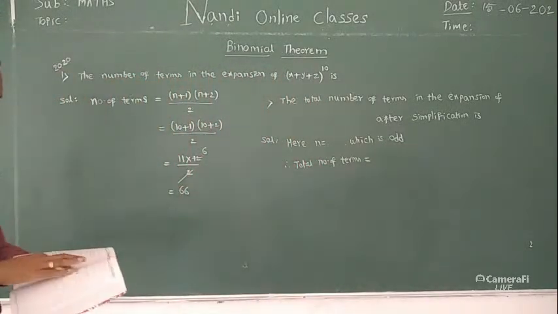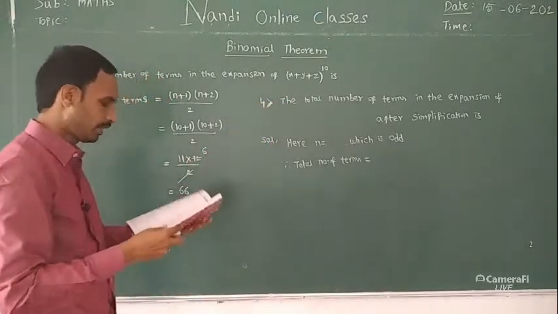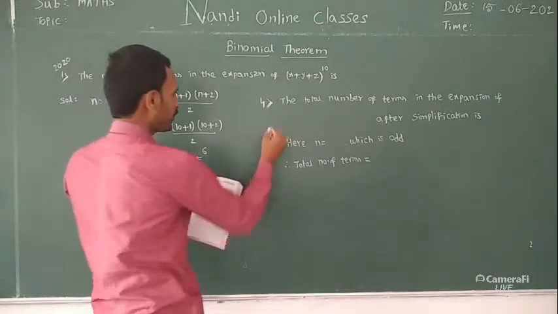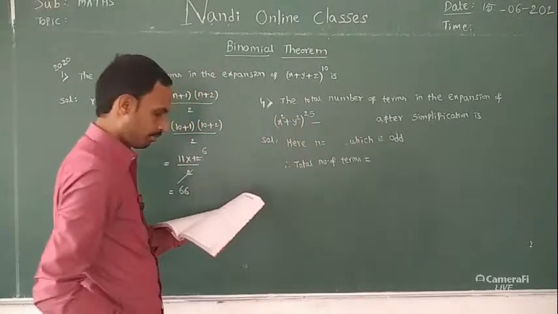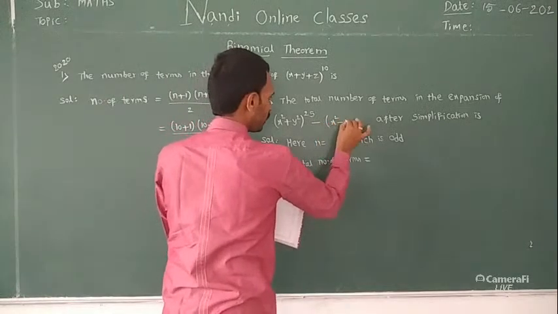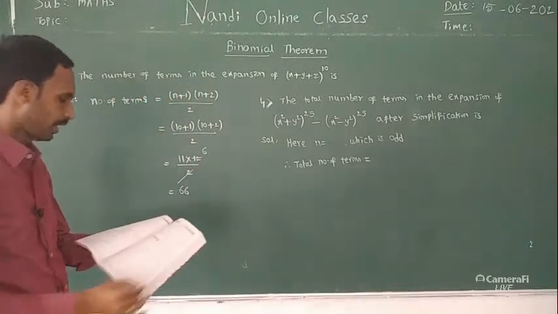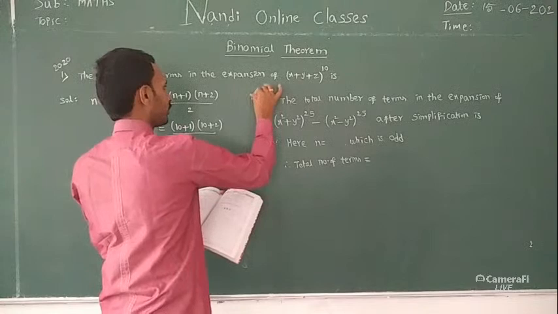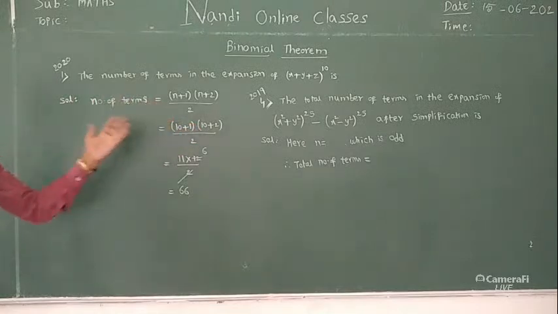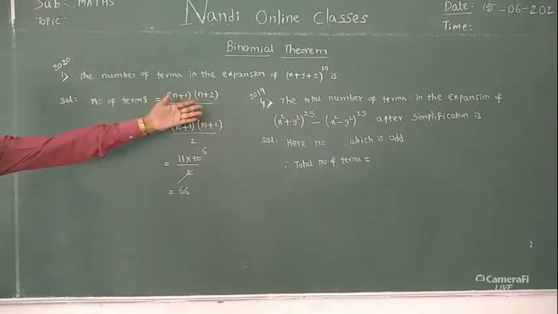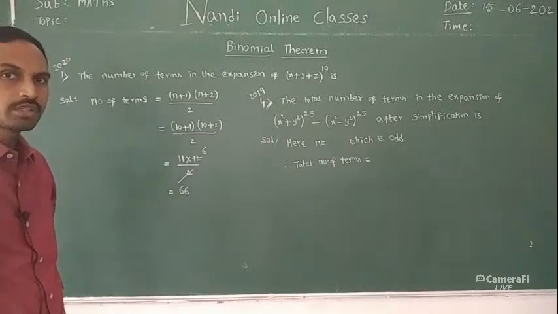Okay, fourth problem. The total number of terms in the expansion of (x² + y²)^25 − (x² − y²)^25 after simplification is, this is given in 2019. Observe that all these types of questions are only asked in 2019, 2020, 2017 like that. Here one expression is given, how many terms are remaining after simplification.